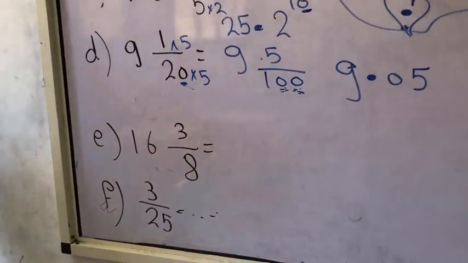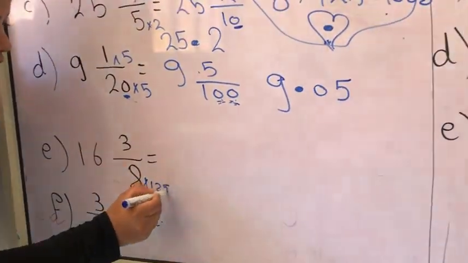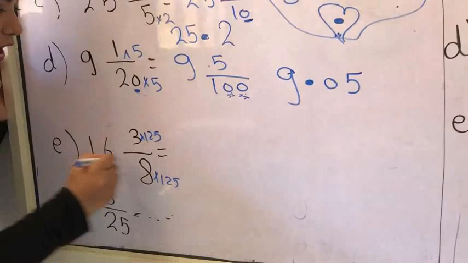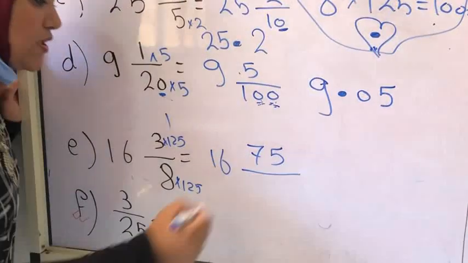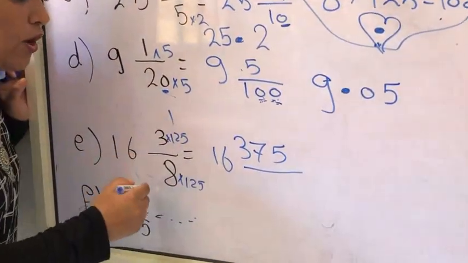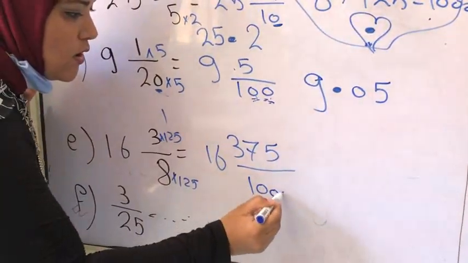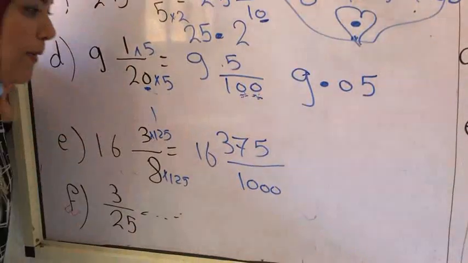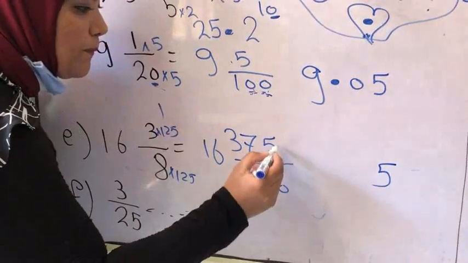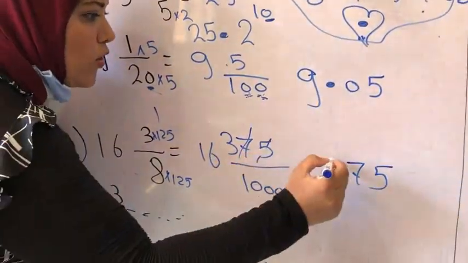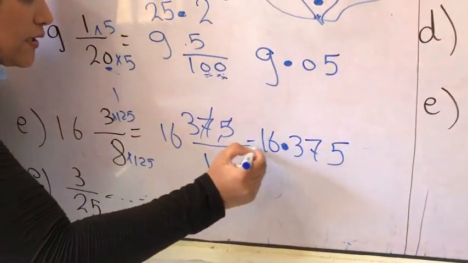Okay, another one. 8. What is the friend of 8 here? 125. So I have here 16 and 3 times 5, 15. 2 times 3 is 6 plus 1 is 7. 1 times 3 equals 3. 8 times 125 equals 1000. So I will write my point after how many digits? 1, 2, 3. So I count 1, 2, 3 and put my point, and here beside my number 16.